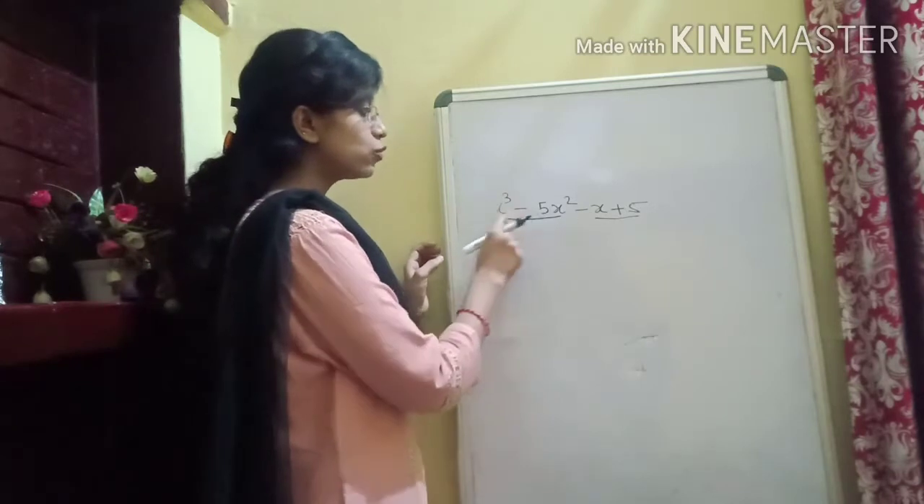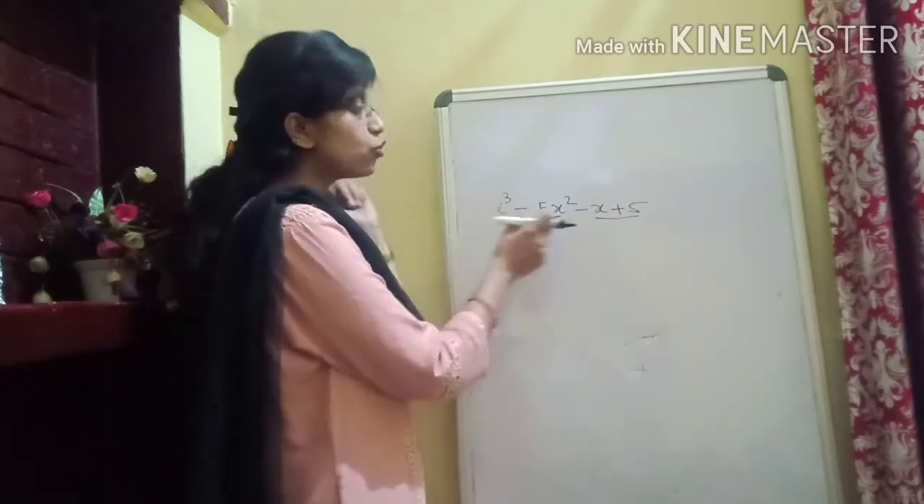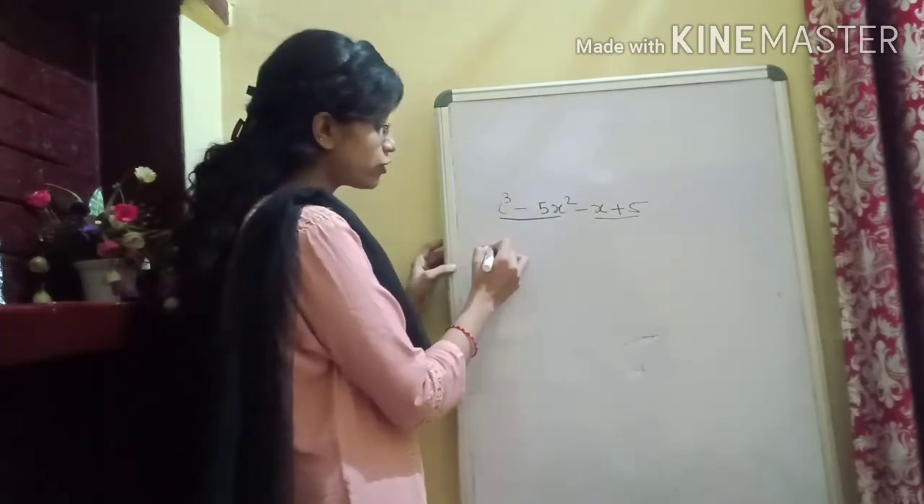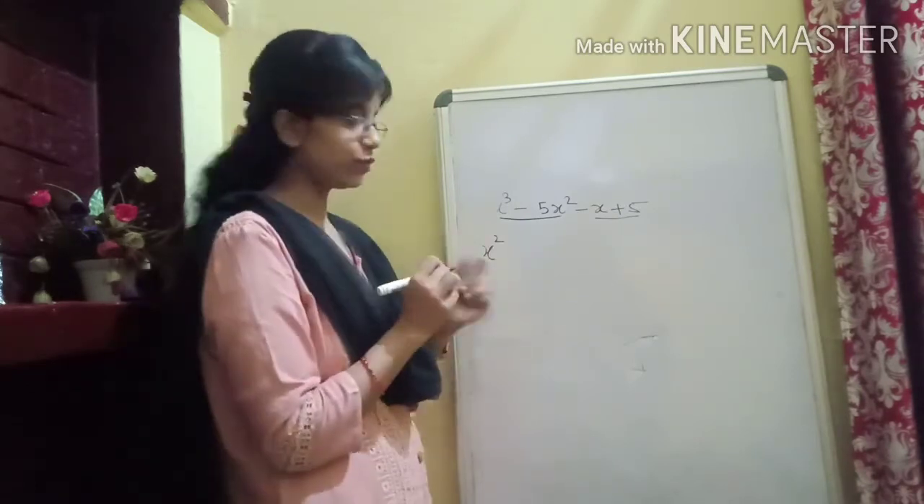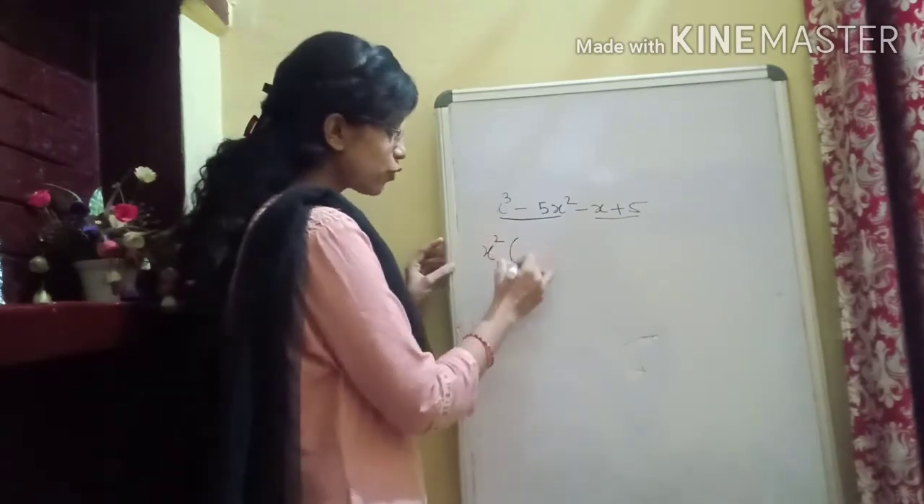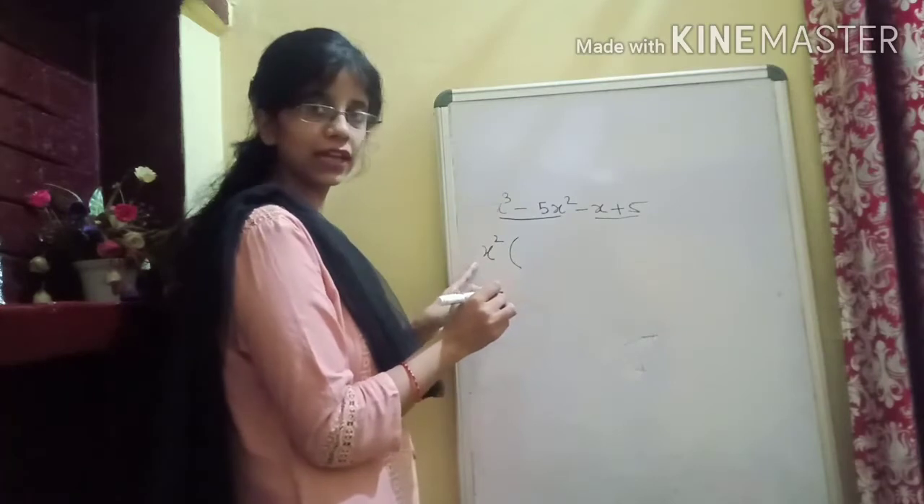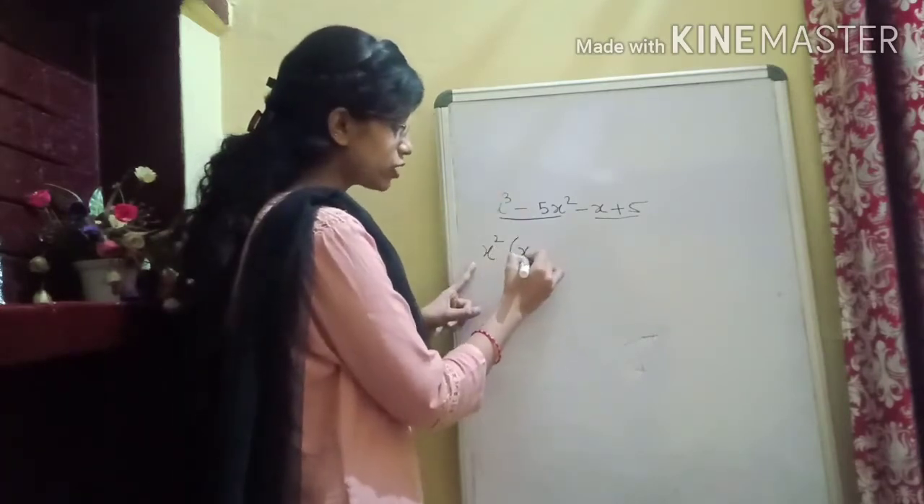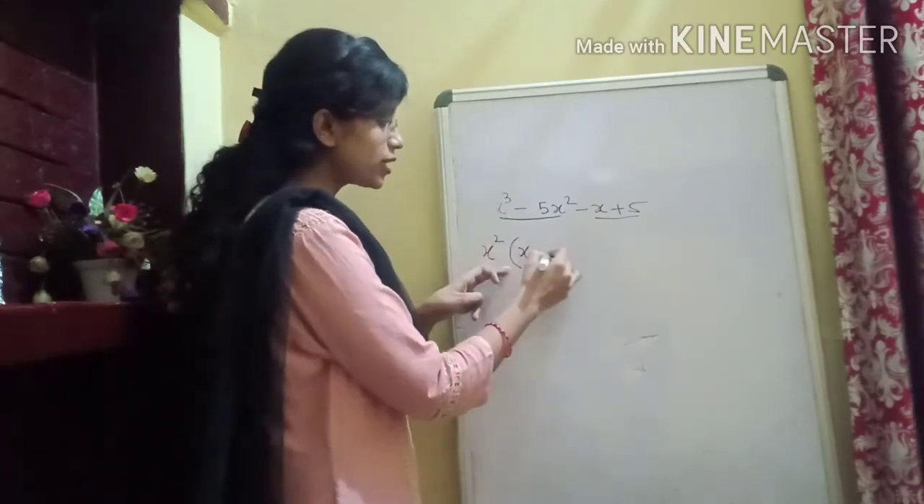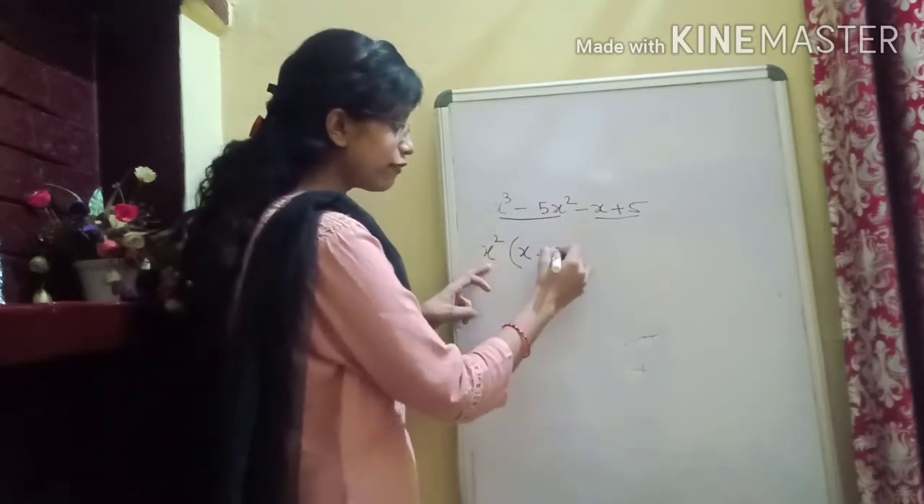So here in these two terms, we have x cube and x square. Which value will we take common? The smaller value, that is x square. And then what is there? From x cube, we have taken x square common, so in the first term we have x left, and minus 5 x square is common, so we have 5.